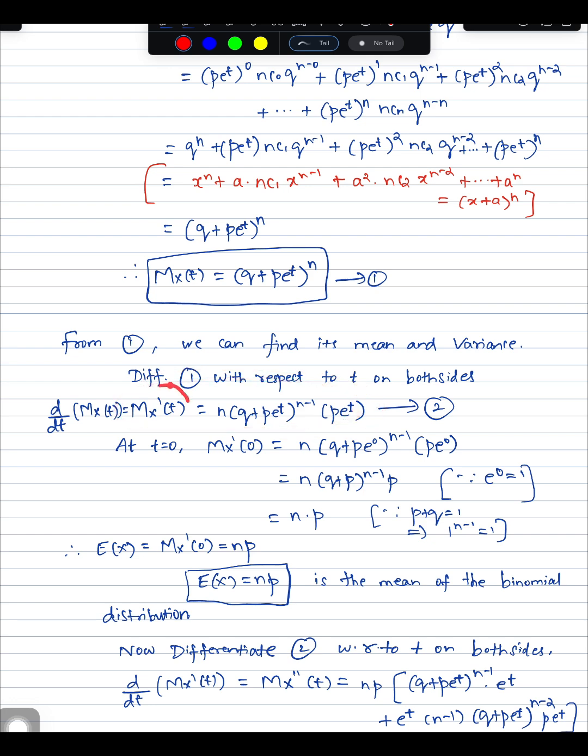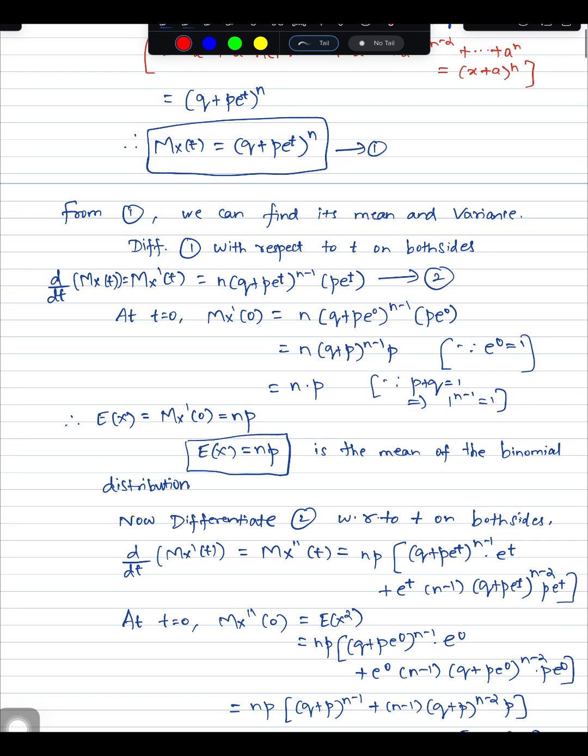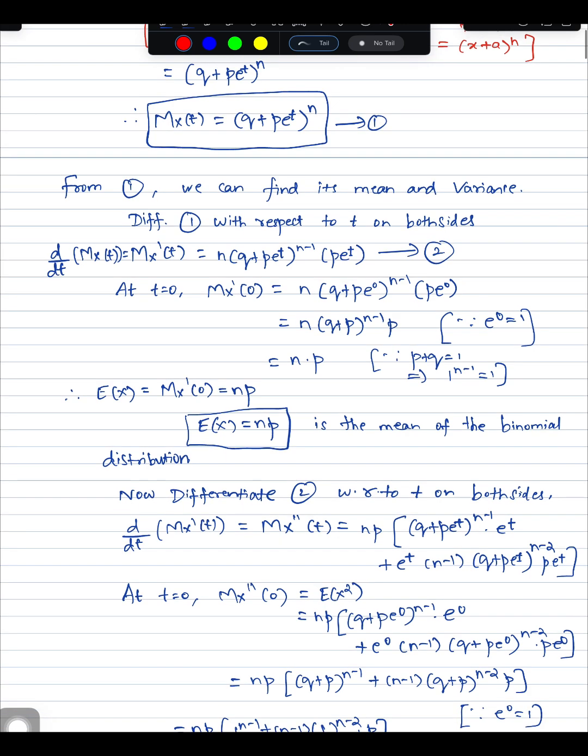That means you are differentiating M_X dash of t again with respect to t, which will give you the second derivative of M_X of t with respect to t. So, this is the first derivative. When you do one more differentiation of M_X dash of t, that will be d by dt of M_X dash of t, which is M_X double dash of t, and you are supposed to find this by taking equation number 2 and differentiating this quantity with respect to t.